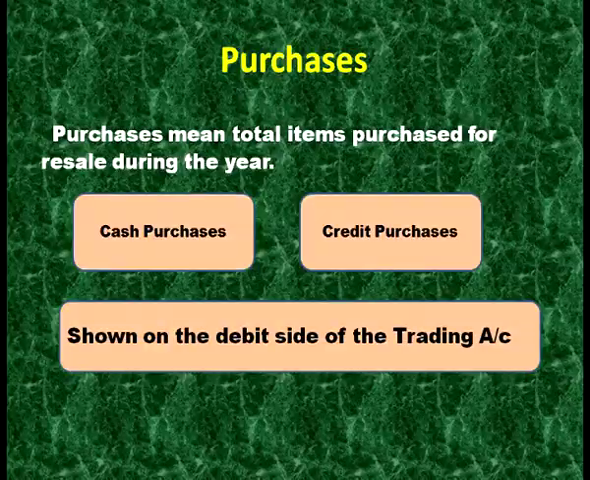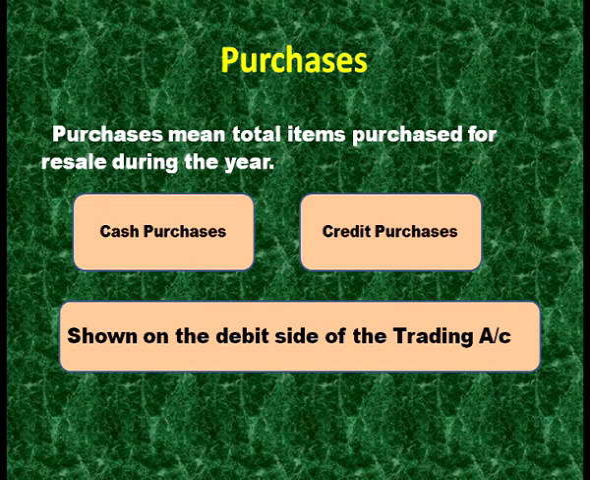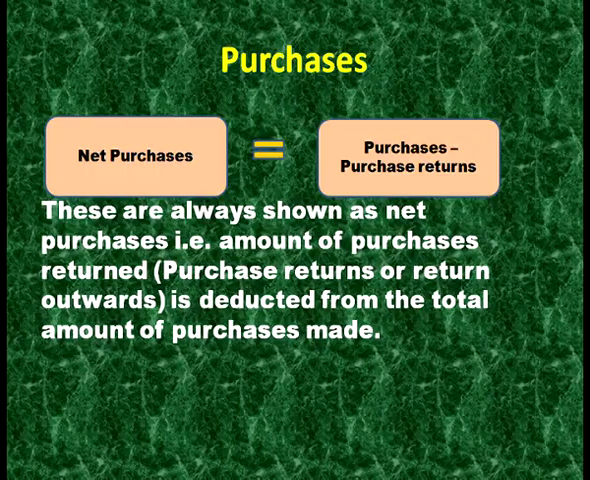Purchases takes into account both cash purchases as well as credit purchases, and it is shown on the debit side of trading account. And we have already seen what is net purchases. If you subtract purchases returns from the purchases, you get your net purchases. These are always shown as net purchases. The amount of purchases returned is always deducted from the total amount of purchases to figure out the net purchases.